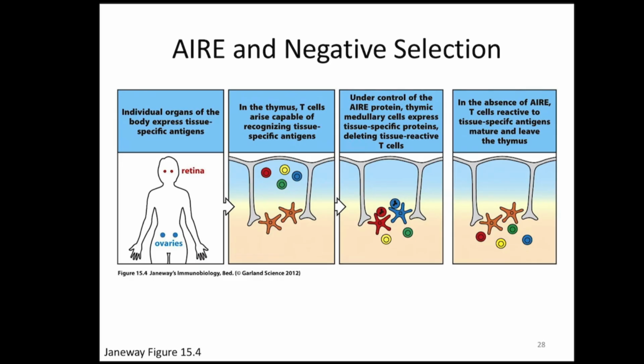It turns out the thymus is special and that the thymus makes every protein in the body. So every protein is made in the thymus, so you get to test developing T cells for self-reactivity against everything. So those proteins that are in the retina are also in the thymus. And so we can actually test against every protein in the body in the thymus because the thymus is special and makes every single protein. And so the thymus is really great in that it is helping us with this process of negative selection.